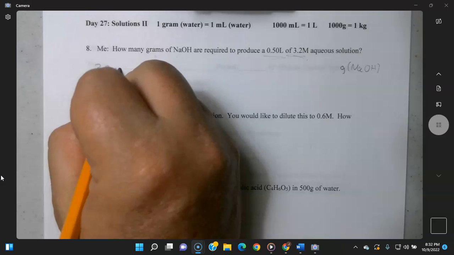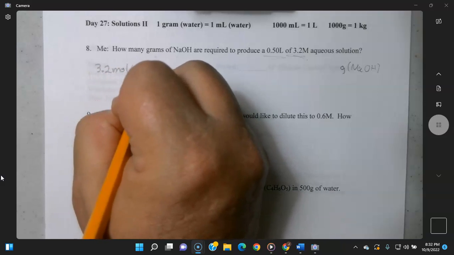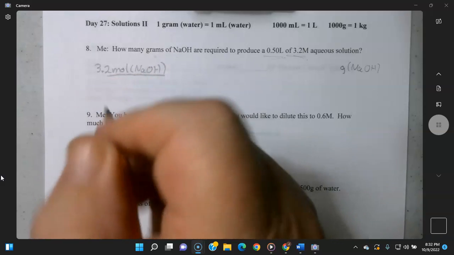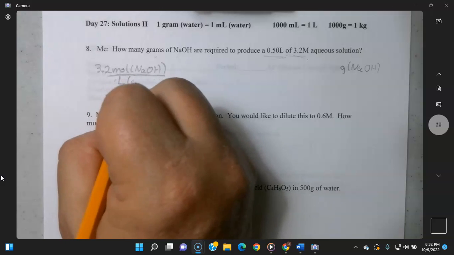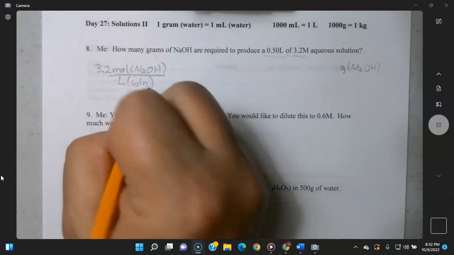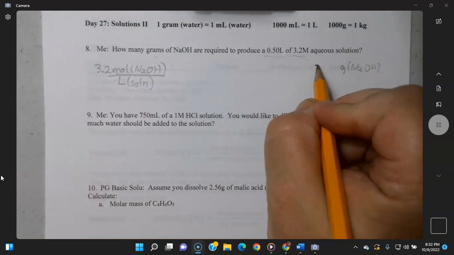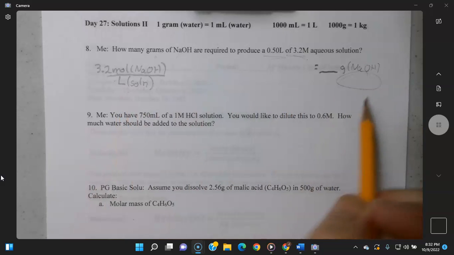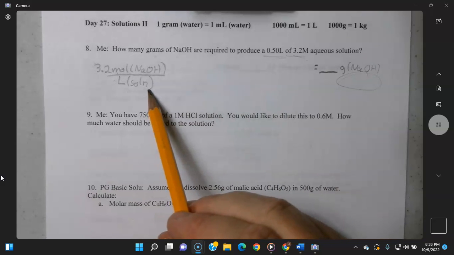And now you have to break it out into moles of NaOH, the solute, over liters of solution. So you need to get from moles to grams there. You know what that's called. I'm not even going to tell you. And then you have to get from liters to nothing down there. So you have a couple of conversions to do that.